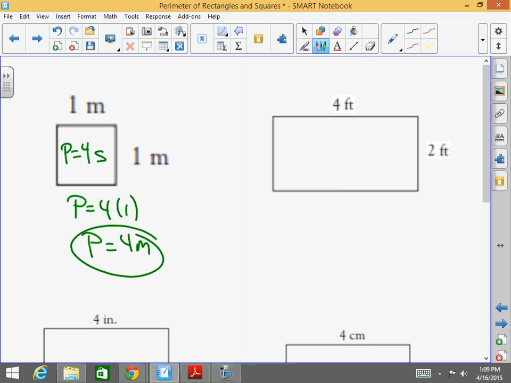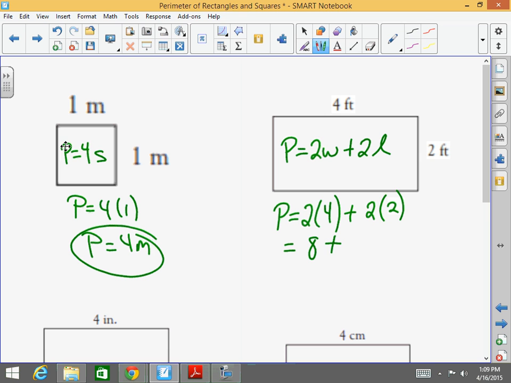Okay, what kind of a figure do I have here? Rectangle. What's the formula for the perimeter of a rectangle? 2 times width plus length. Excellent. So, perimeter equals, in this case, 2 times 4 plus 2 times 2. Very good. So, 8 plus 4. So, perimeter equals 12 feet. Gotta have the units, guys.